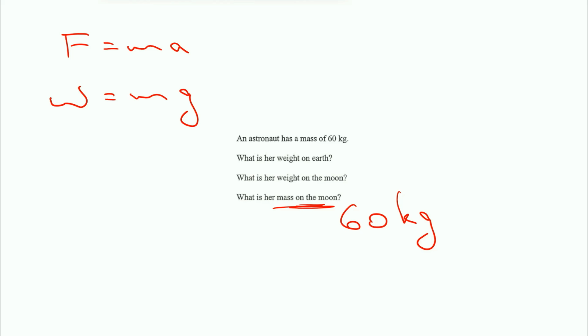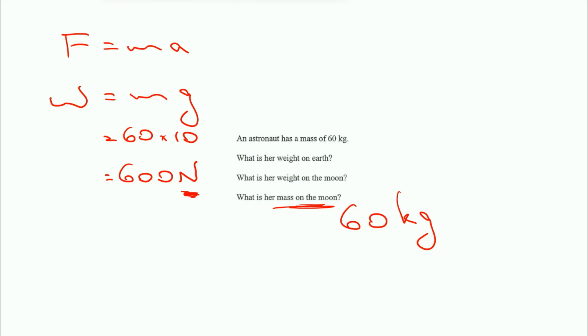We'll round to 10. So the weight of the astronaut on Earth is now simply 60 kilograms times 10 newtons per kilogram, and that comes out with a weight force of 600 newtons. You'll note weight is a force measured therefore in newtons. So she has a mass of 60 kilograms and a weight of 600 newtons. Like I say, her weight would actually be a bit less than this because gravity on Earth isn't 10, it's 9.81, but 10 makes for nice numbers.